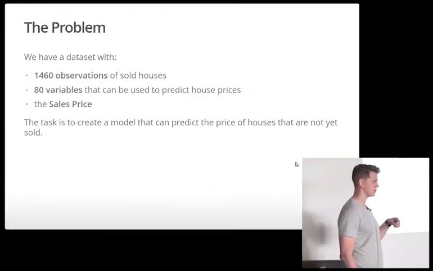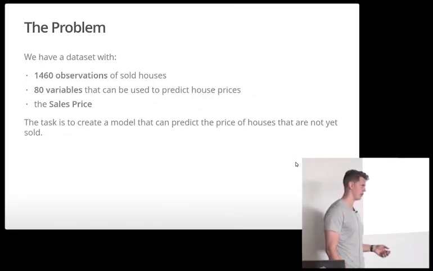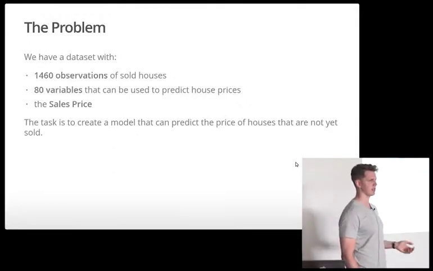Some of them are representing an area, such as square feet of the first floor or the lot area. Some are categorical, such as which neighborhood, and some are categorical with some type of ranking in it. So it would be the quality of the pool, for instance, for those houses that have a pool.